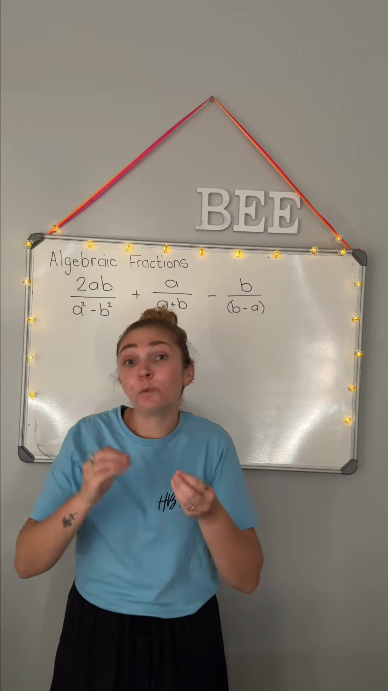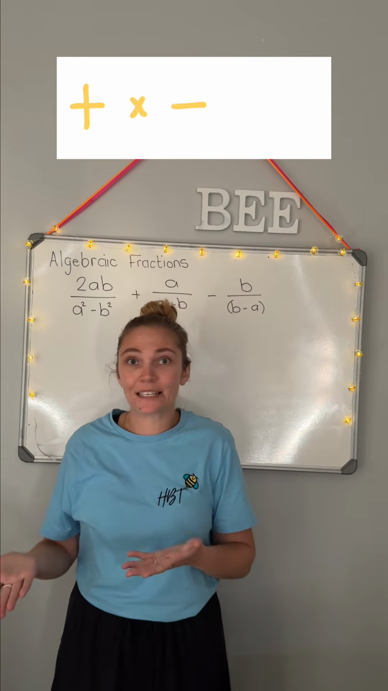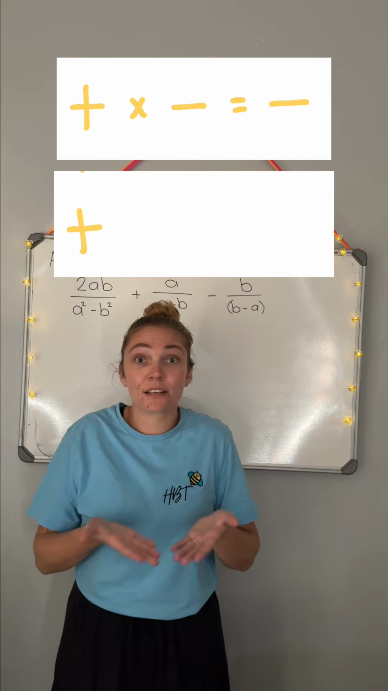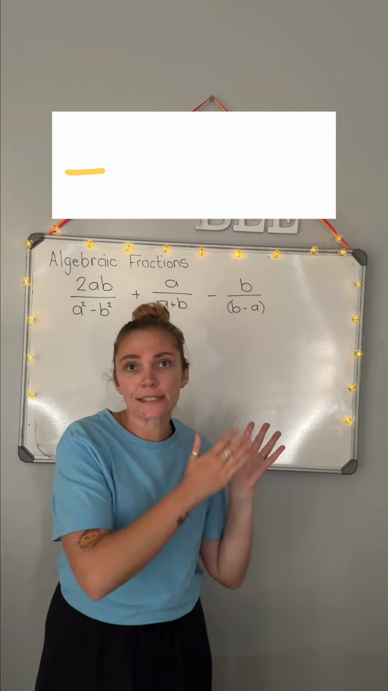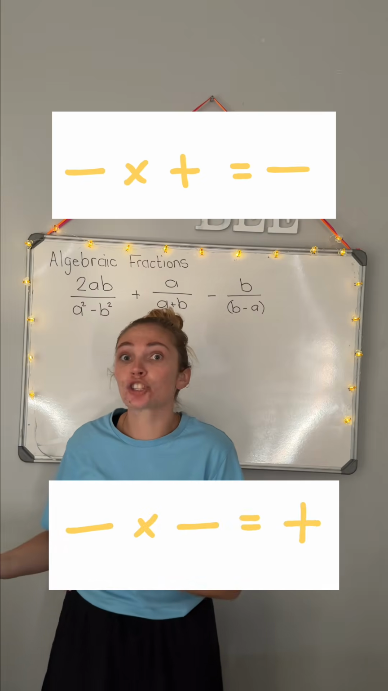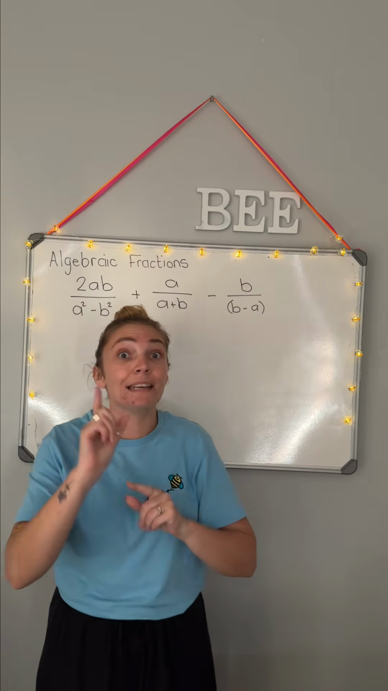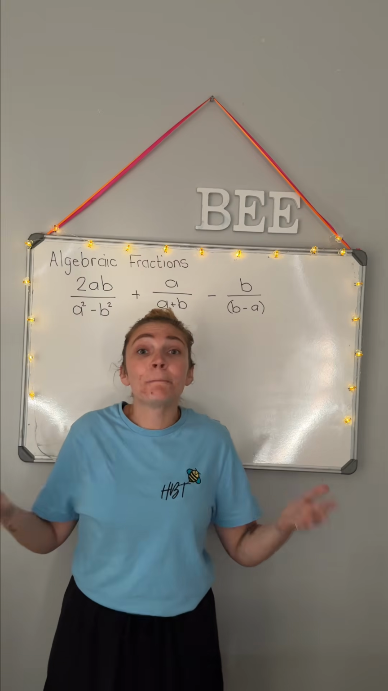Why? Because if we multiply signs with a positive, it doesn't change the sign. Positive times a negative stays a negative. A positive times a positive stays a positive. But if we have a negative times a positive, it changes to a negative, and a negative times a negative changes to a positive. And that's why there has to be a negative in front of the fraction for us to be able to change that denominator. This is just a maths trick you can use.